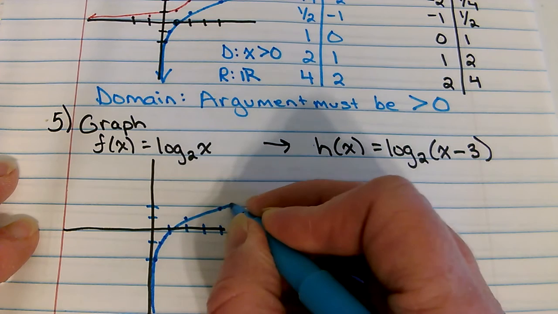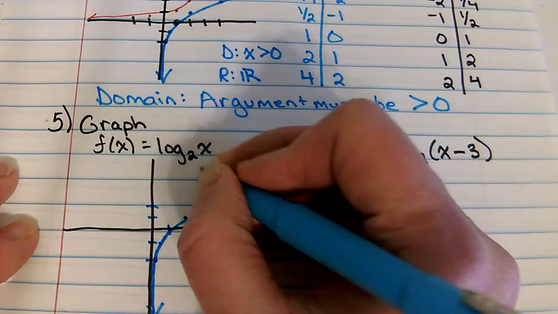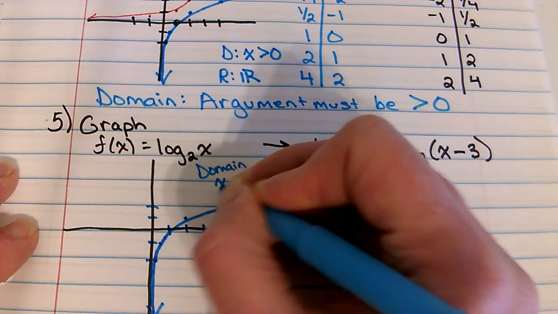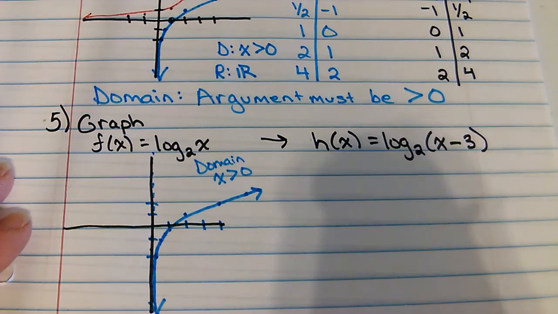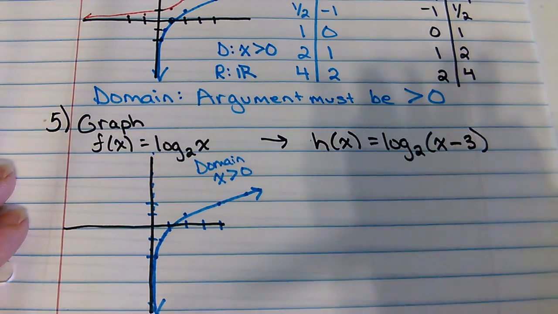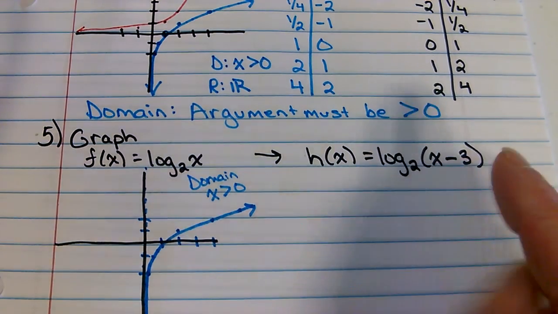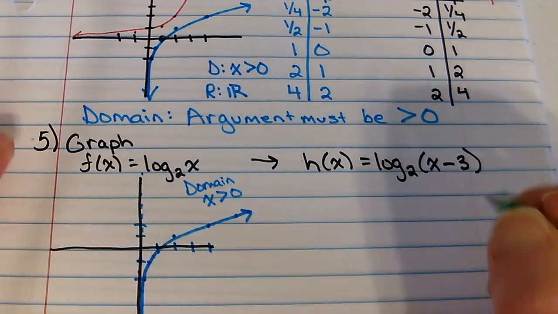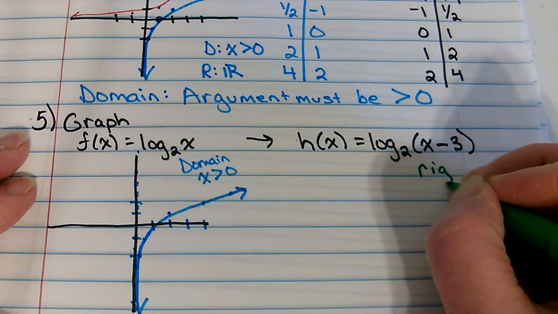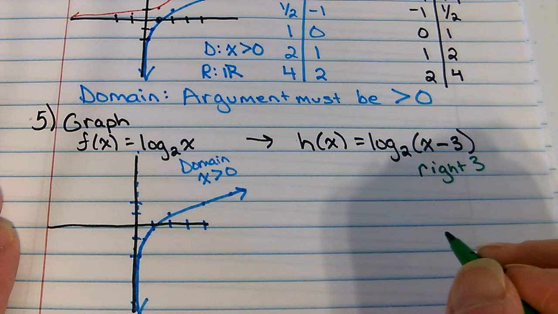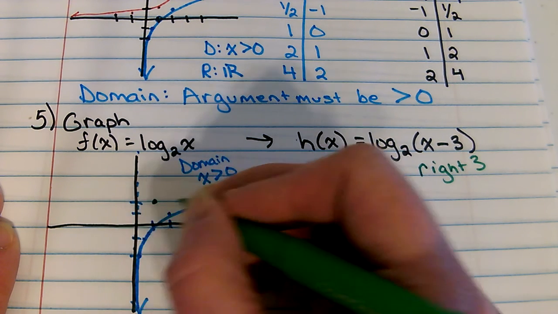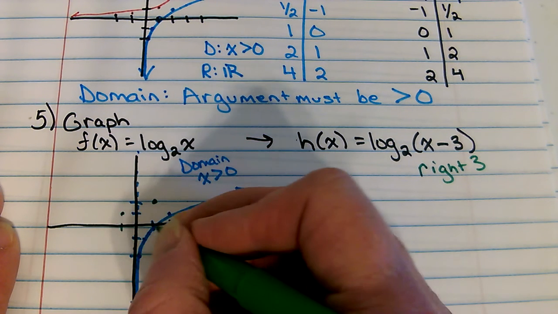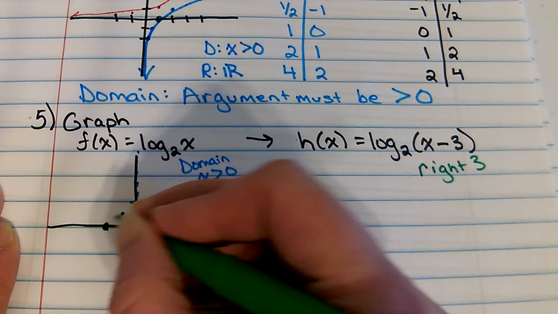I'm just copying what we did on the last problem. And this one had a domain of x has to be greater than 0. We have kind of a vertical asymptote here at x equals 0. Now what's going to happen for this one? What happens if I do x minus 3? Well, it's going to shift the whole graph right 3. Everything's going to move right 3. Every single little point. So 1, 2, 3. 1, 2, 3. 1, 2, 3.